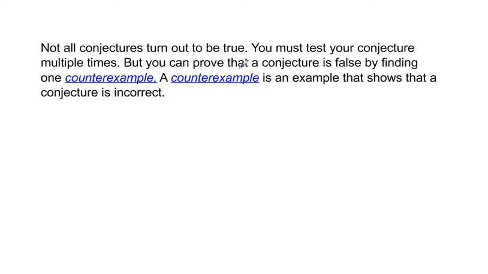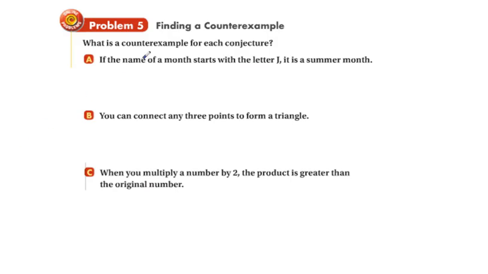But you can prove that a conjecture is false by finding a counterexample. In other words, find a counterexample in order to prove that your conjecture is false. What is a counterexample? A counterexample is an example that shows a conjecture is incorrect. Let's take an example. So, what is a counterexample for each conjecture? In other words, someone comes up with a conjecture that says, if the name of the month starts with a J, then it's a summer month.